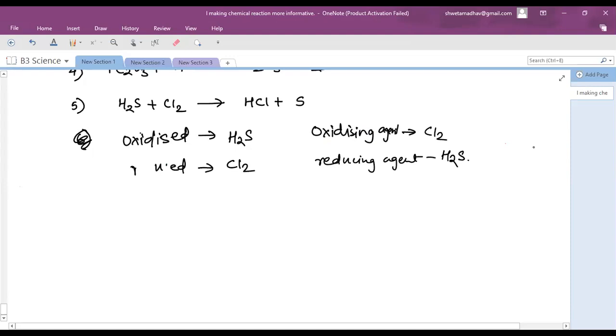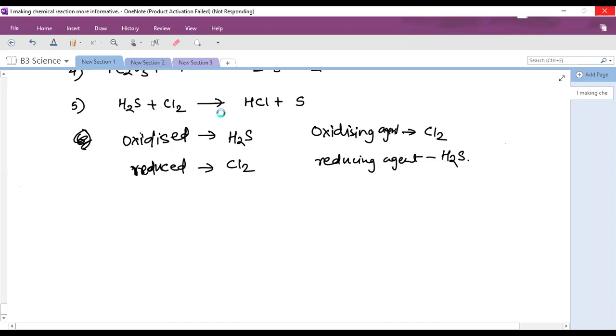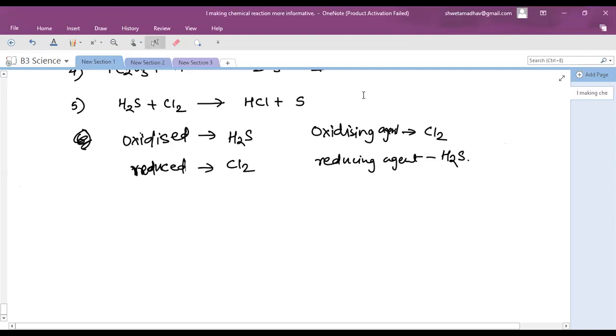Clear, everyone? So the oxidizing agent is the same as the substance that is reduced. Once you find out which is oxidized and reduced, you can reverse it to get the oxidizing and reducing agent, always. Clear, everyone? Yes, ma'am.